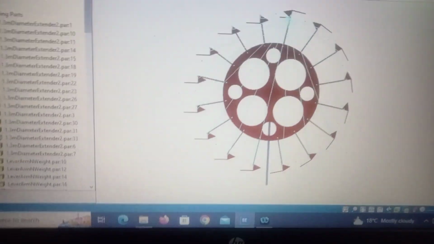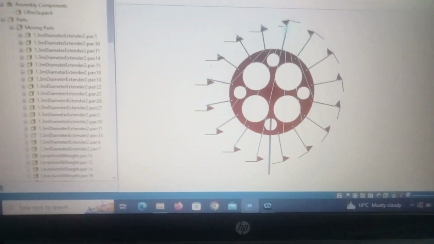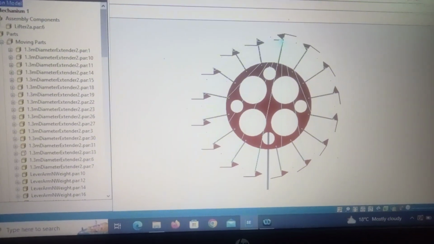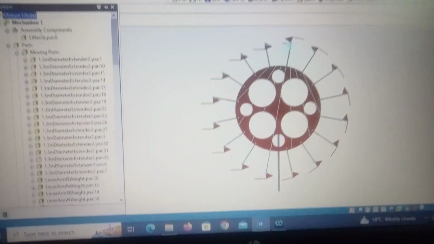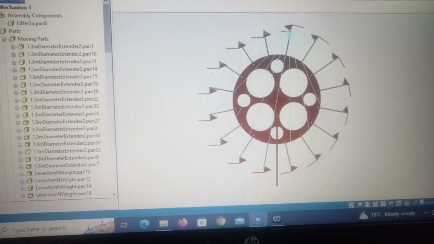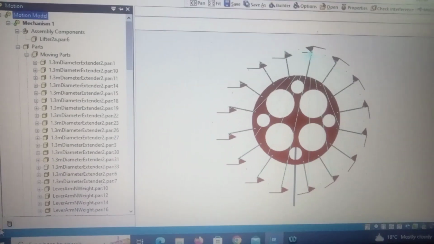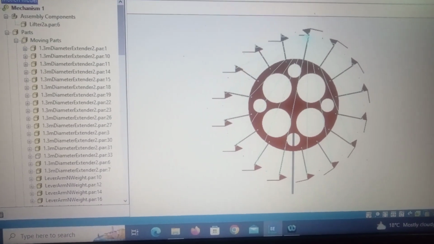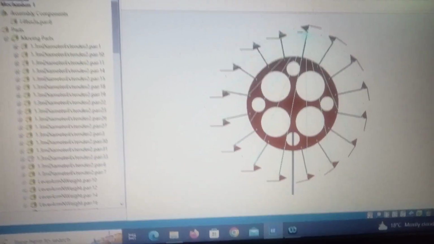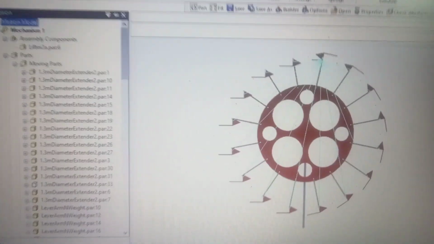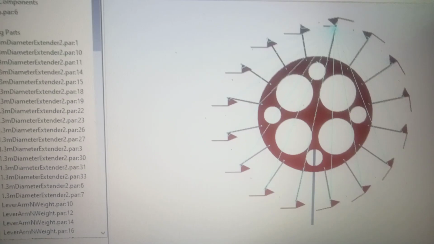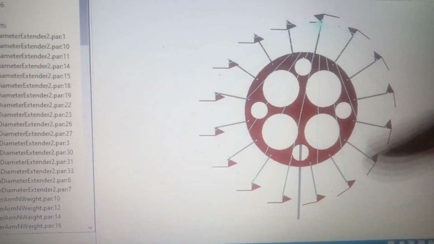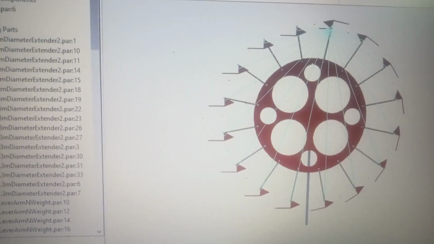Hello everyone. Today I want to show you a gravity turbine which has 16 lever arms, or a total of 16 weights. The purpose of this presentation today is to explain a challenge which I'm currently facing. When you look at this gravity turbine, we have extended lever arms on the right hand side and dropping lever arms on the left hand side.